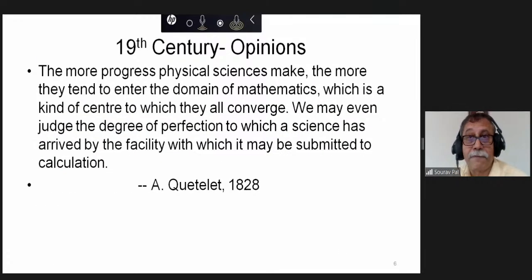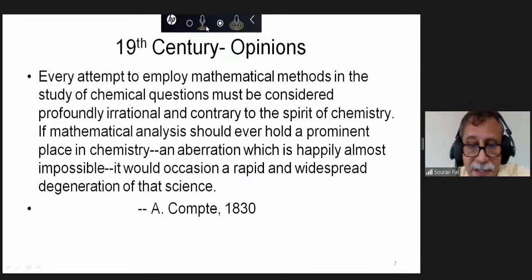In the context of the science, this is a very, very important statement. It says that the more progress physical sciences make, the more they tend to enter the domain of mathematics, which is the kind of center to which they all converge. We may even judge the degree of perfection to which a science has arrived by the facility with which it may be submitted to calculation. So I think quantum mechanics is a great example again, where the mathematics has converged.